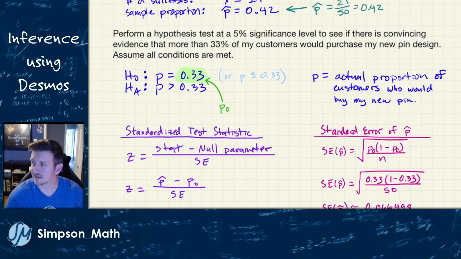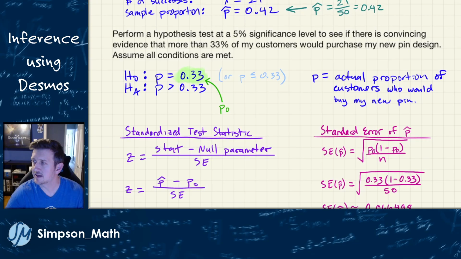So we're going to perform a hypothesis test at the 5% significance level to see if there's convincing evidence that more than 33% of my customers would purchase my new pin design, and let's assume that all conditions are met. So my null hypothesis is that P is 0.33.